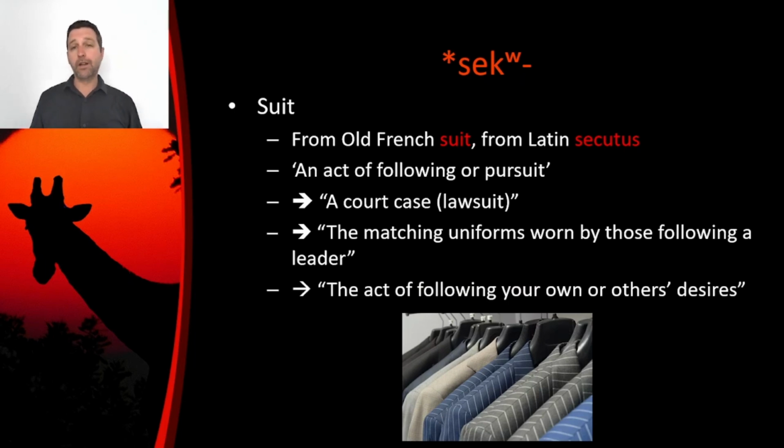We also use the word suit in context like suit yourself. If you say, oh, that suits me well, it follows my desires, but it also means that I'm maybe matching the situation to my desires or something like that. So all of those different uses of the word suit come from this original meaning of the word suit in Old French that just means literally an act of following, and they all kind of diverge from there.